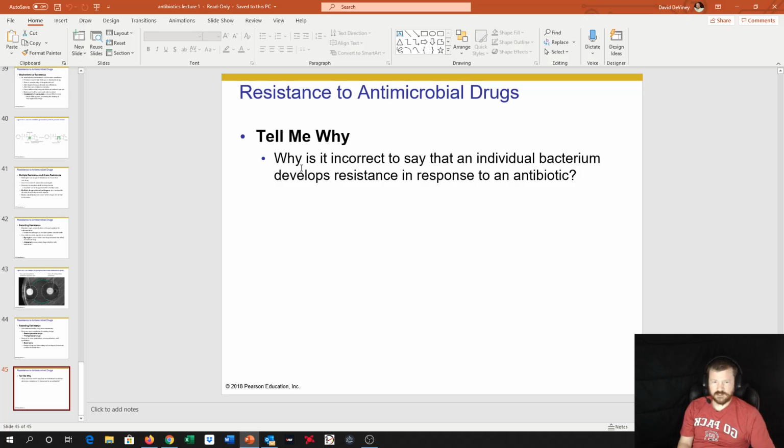I forgot what this question is. Why is it incorrect to say that an individual bacterium develops resistance? Oh, so the reason this is incorrect is, if you expose a bacterium to an antibiotic and it's not already resistant to that antibiotic, it's going to die. There's no way around that. So the antibiotic does not make the bacteria resistant. All it does is select for those that already have resistance. That's what the antibiotic is doing.